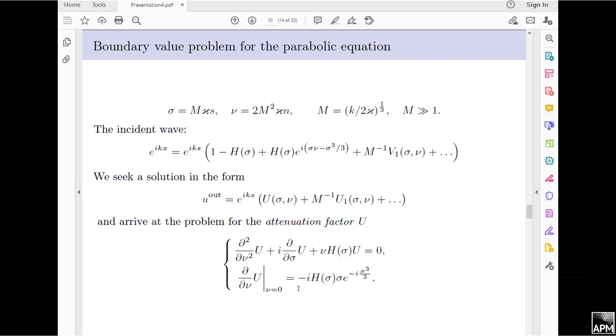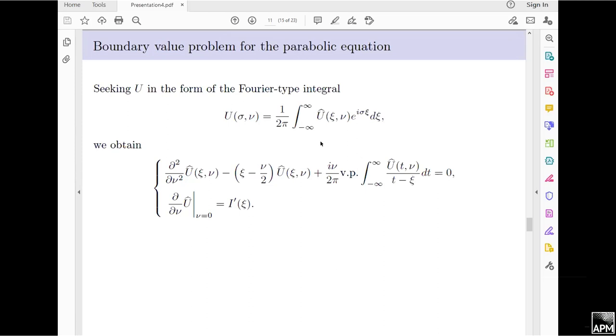So we follow more or less his ideas, and the idea is as follows. We write down the incident wave. We separate out the incident wave and make a scaling in the equation for this function, which is called the attenuation factor, and get what Fock called a parabolic equation, though it is a Schrödinger equation. And in our case, we have a singularity in the equation, a Heaviside function, and a singularity in the boundary condition. Well, the natural idea is to see it as a Fourier integral, and we come to an equation which is very different from what Fock had.